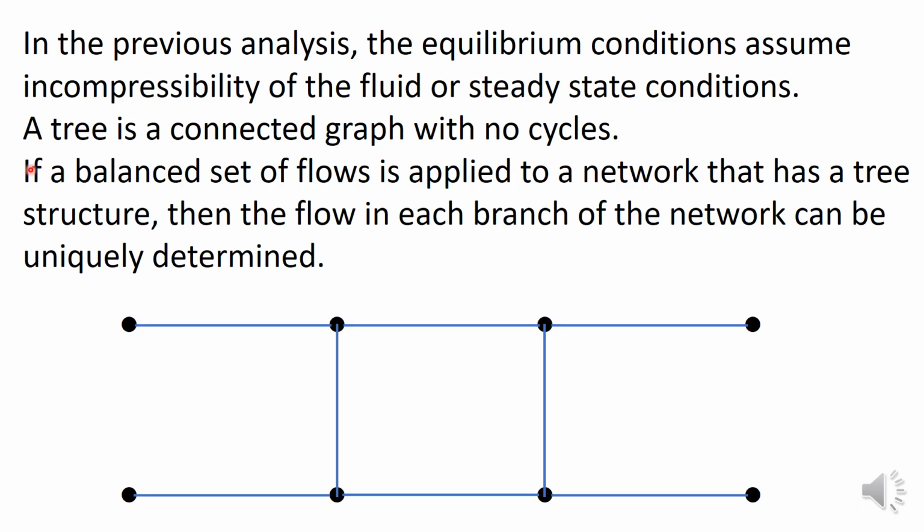We'll state our main result here. If a balanced set of flows is applied to a network that has a tree structure, then the flow in each branch of the network can be uniquely determined. This is what we did on the previous slide, example 1. We obtained the flow in each branch of the network. Okay, we had a balanced set of flows, and it was a tree structure, so we were able to find the flow in each branch uniquely.